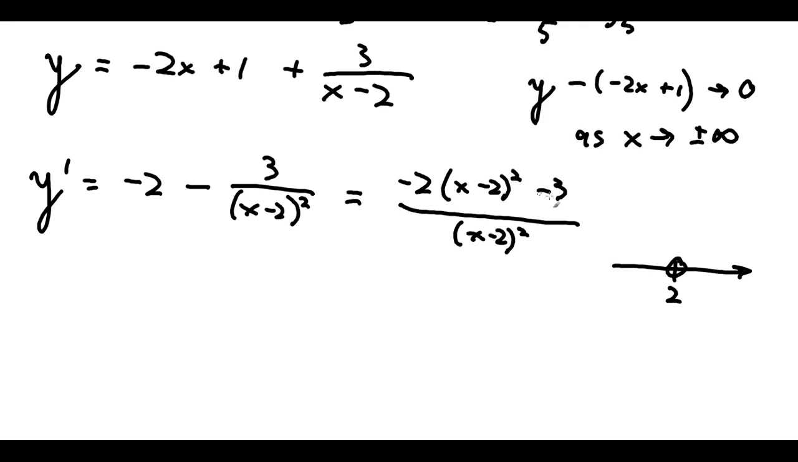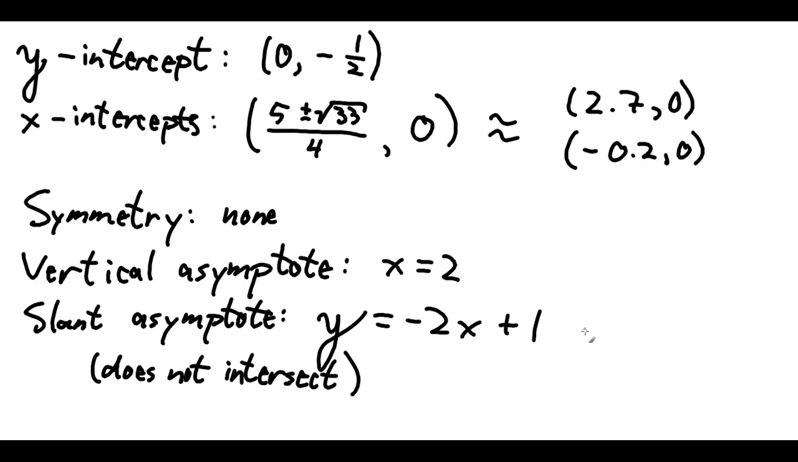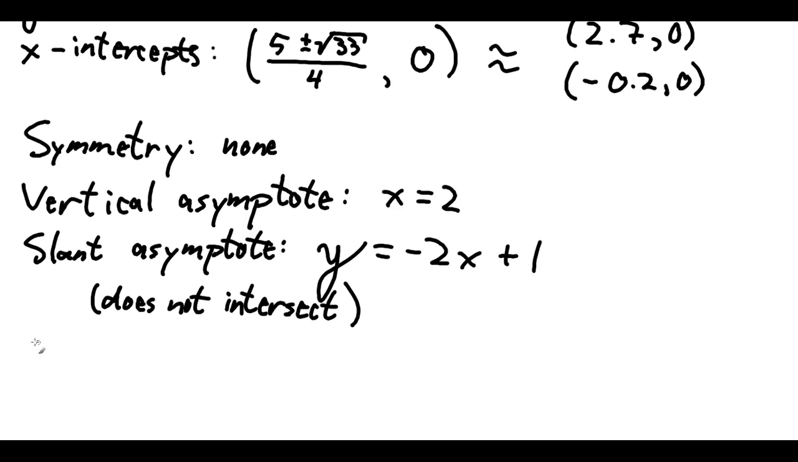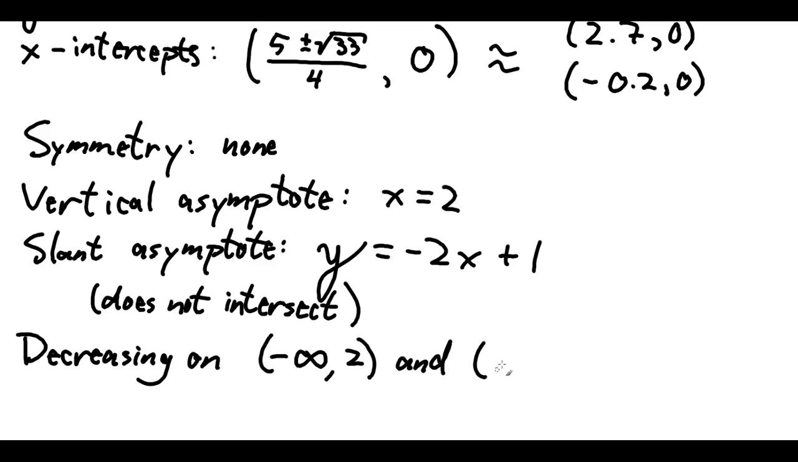And in fact, this numerator here is always negative. The denominator is never negative because it's squared. So we can see that y prime is negative everywhere that it's defined. So the function is decreasing on the 2 intervals on which it is defined, from negative infinity to 2, and from 2 to infinity. That also means that there are no extrema.